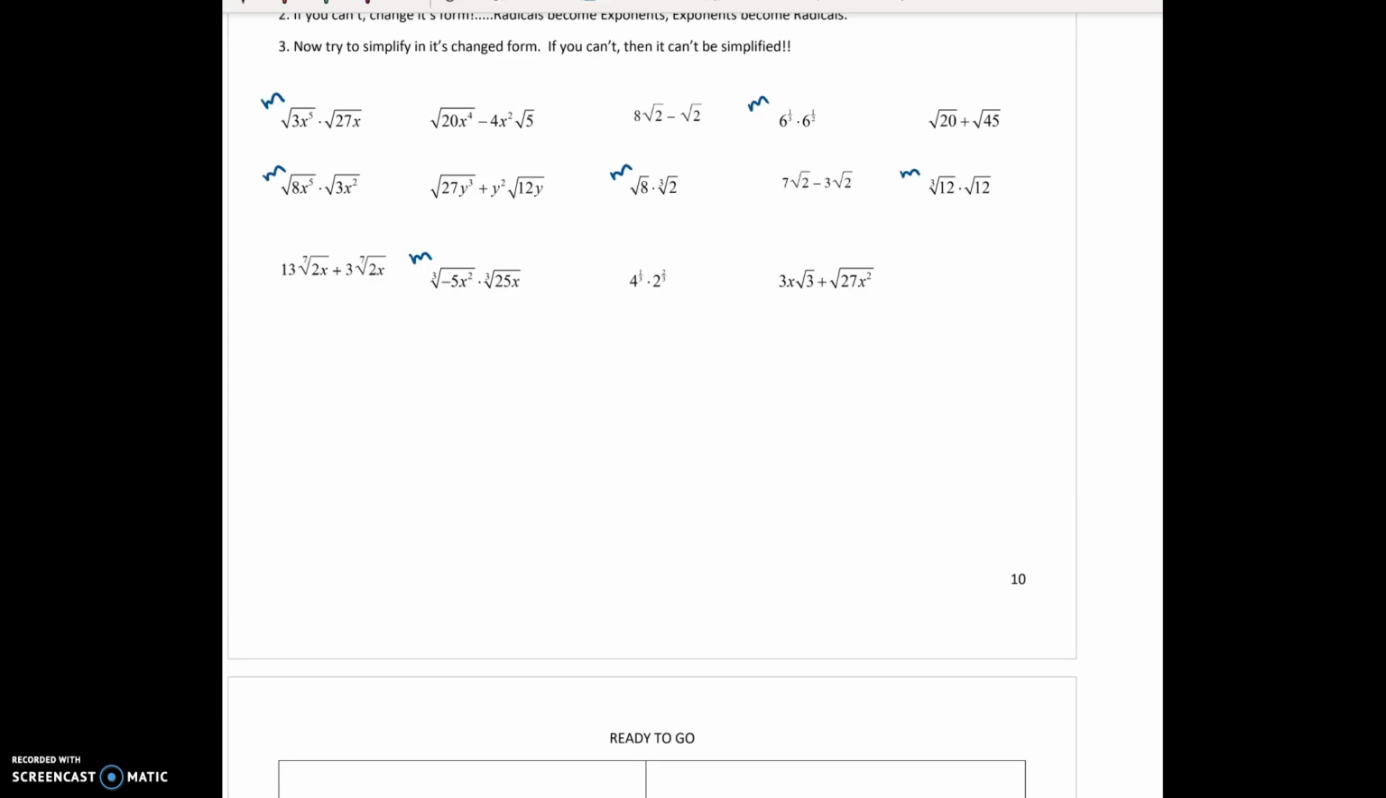So just going left to right, when I look at my first problem, this has the same index. They're both square roots. So I'm going to take that problem and I'm just going to put it in my first box. It doesn't really matter where I put it, in any of the boxes, I should say. So I'm going to write my problem here.